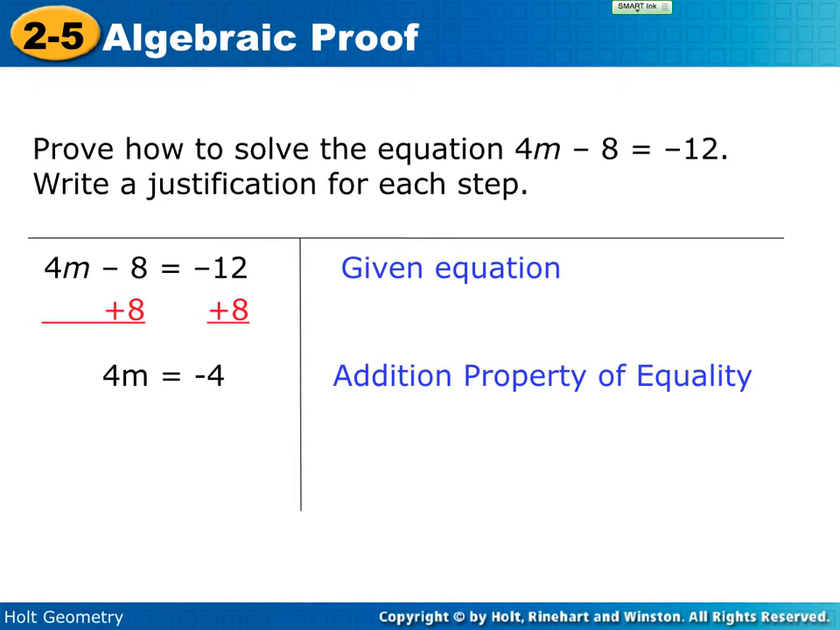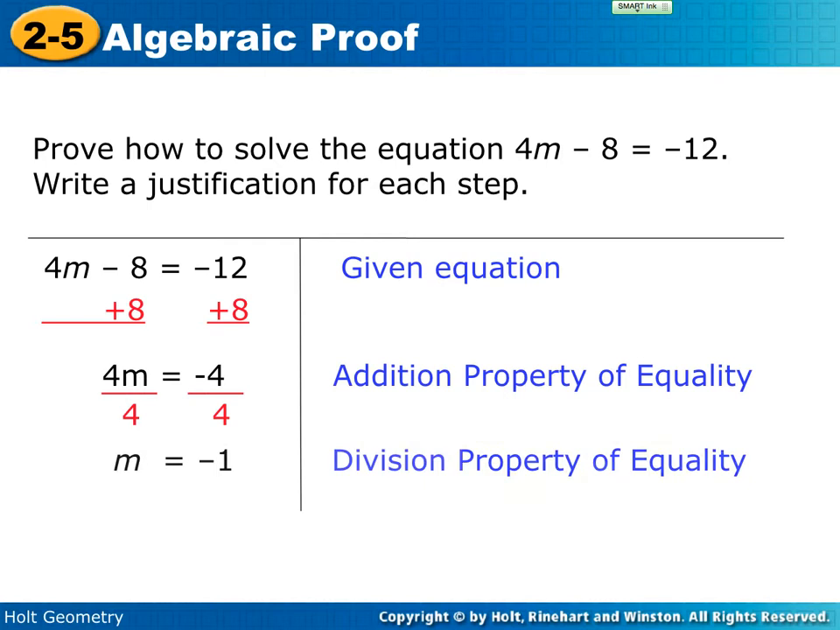Okay, and next step, divide each side by 4. And some of you might say that's multiplying by the reciprocal. So sometimes it could be a different property. I think I did division property. And we get m equals -1. You might be more likely to do multiplication if it was like 2/3 x equals 10. Okay, there's your first proof. Just doing the solving, just find each step.